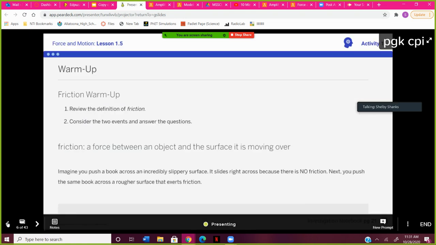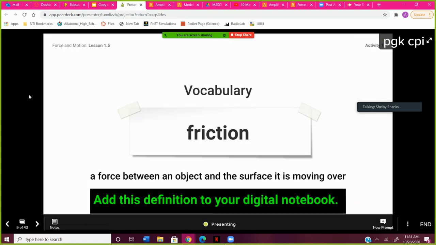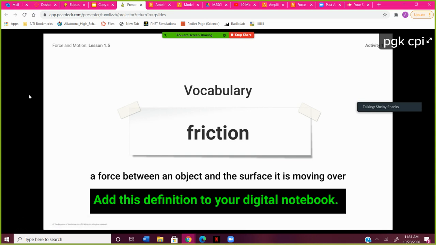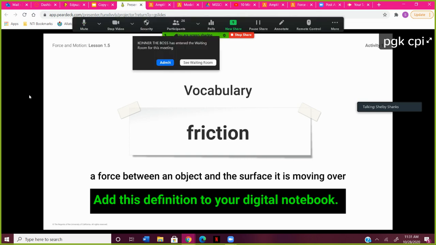So if I'm going to go back to our definition of friction. And so right here we can see that friction is a force between an object and the surface it's moving over. Okay, friction is a force between an object and the surface it's moving over. So friction is going to act like a force. It's going to act in the opposite direction to either slow something down or stop something. So that means it's going to act in the opposite direction.